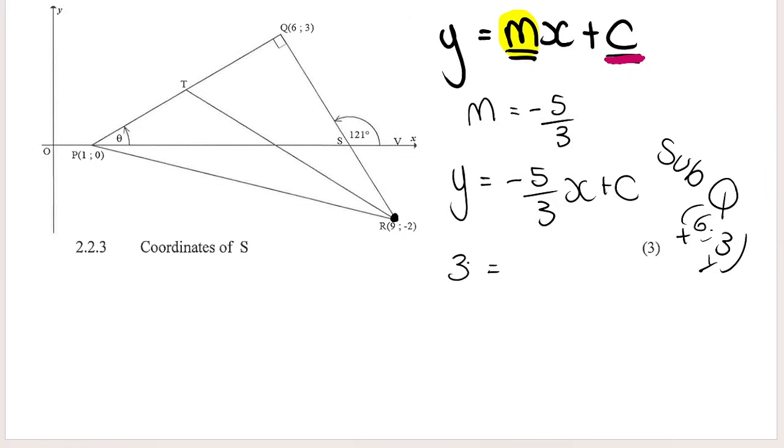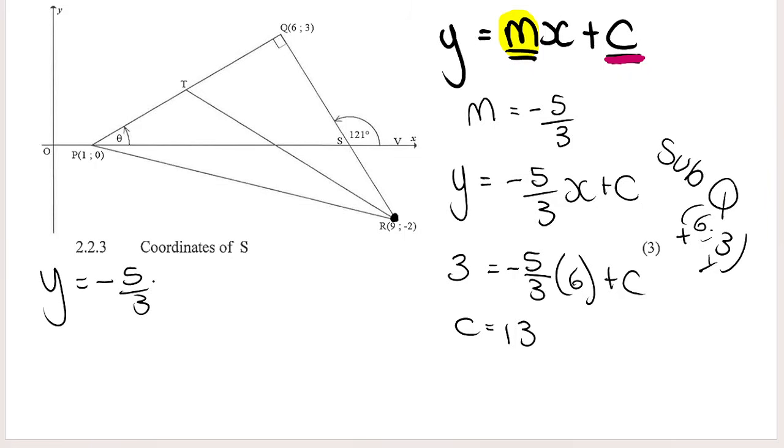I'm going to sub in the x, and I'm going to sub in the y. So the y is 3, negative 5 over 3 is my gradient, multiplied by my x, which for this coordinate is 6, plus c. If I do that, c comes out as 13. What I did is I first said negative 5 over 3 multiplied by 6, that got me negative 10. You take the negative 10 over, so it becomes 3 plus 10. You get c is 13. So therefore my equation is y equals negative 5 over 3x plus 13. And that is the equation of this line over here, line QR.